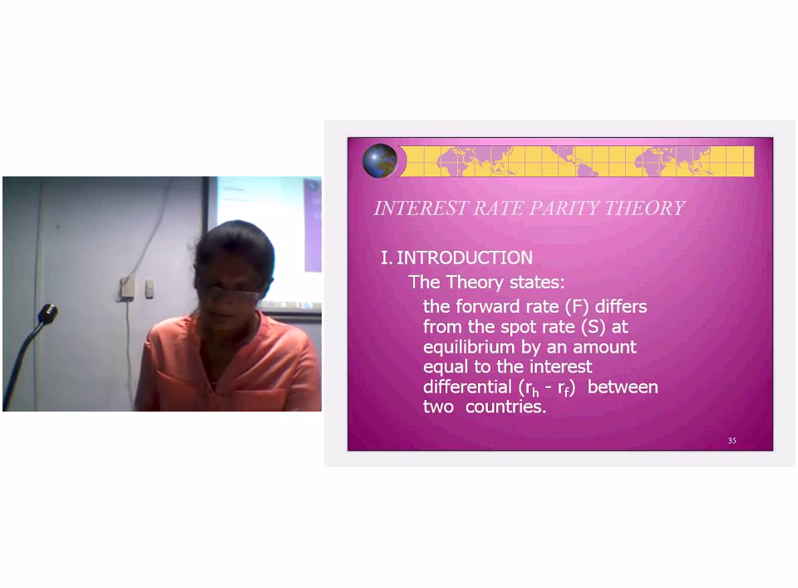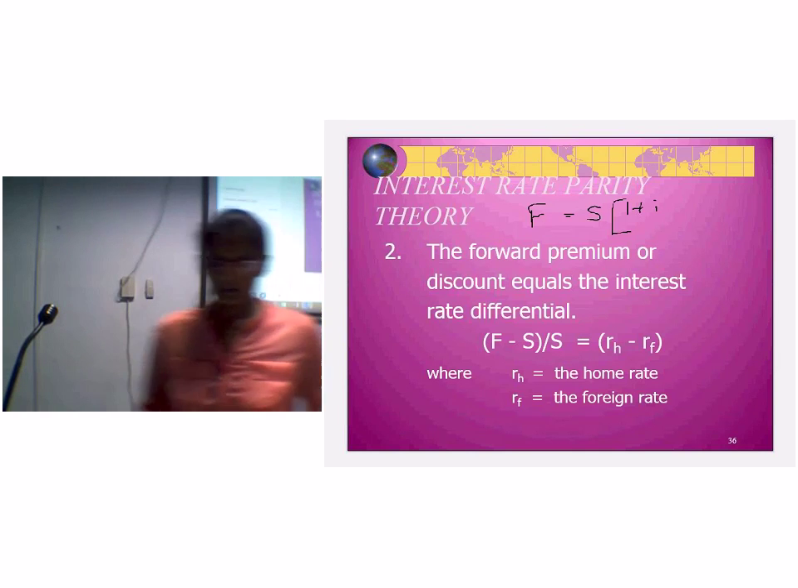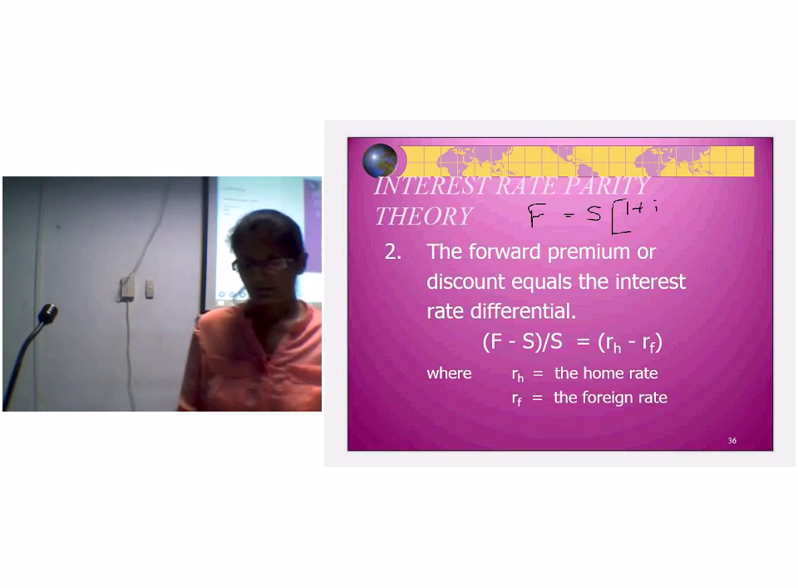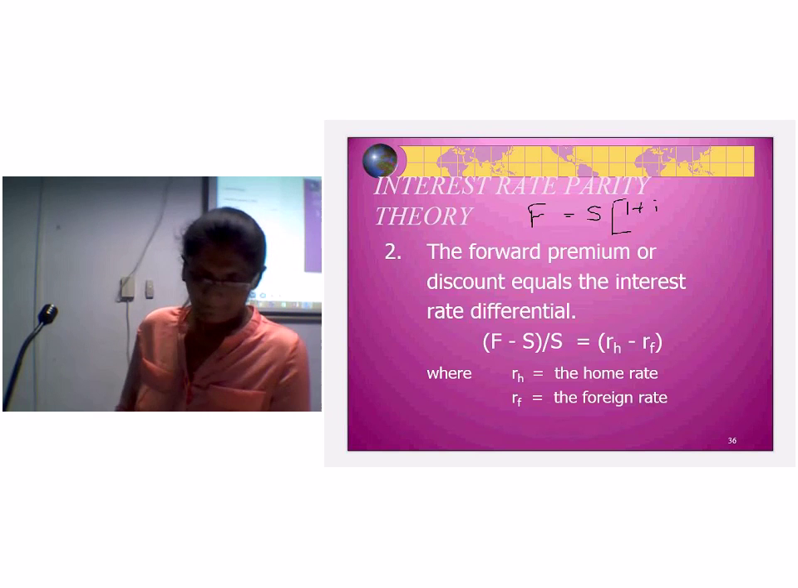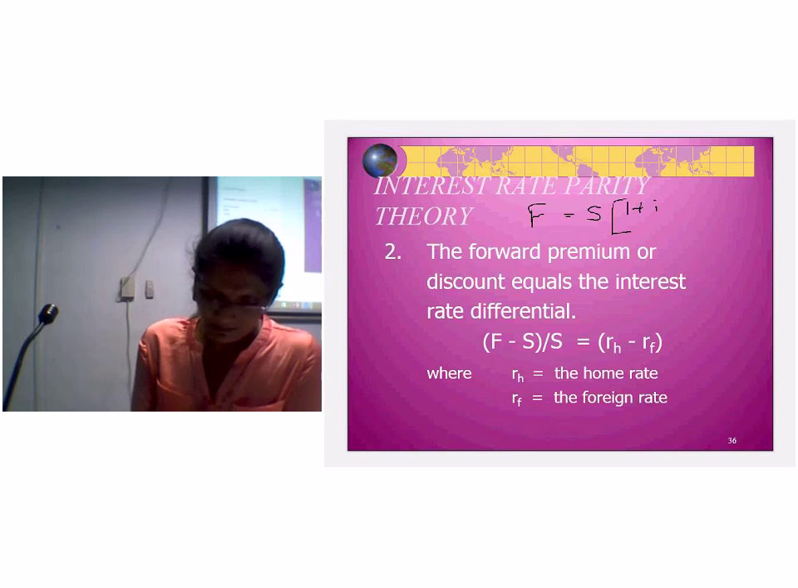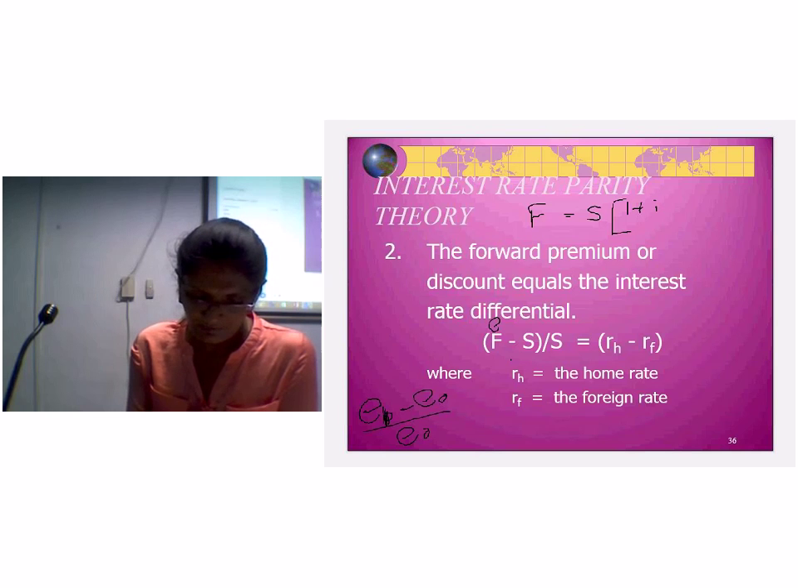Okay, interest rate differential. In the next slide it is explained further. The forward premium or discount equals the interest rate differential, right? What is the forward premium? If you refer to the purchasing parity equation, it is E1 minus E0 divided by E0. So this is the same thing. E1 is the forward rate, so F is the forward rate. S is the spot rate. We have to divide it by the spot rate.